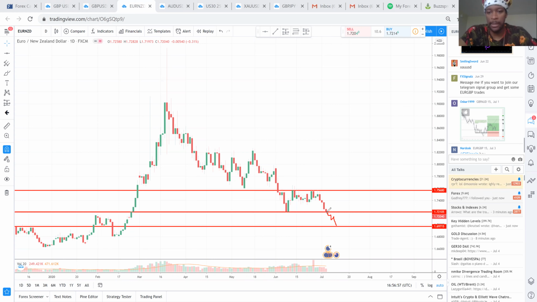Or if it decides to play around this area, it could come back up, test, and go back down. But overall, I see the market going for a downtrend. I see it testing this area. Whether it goes up and then comes back down and breaks down, I do see it testing down the 619715 area for this week coming up.